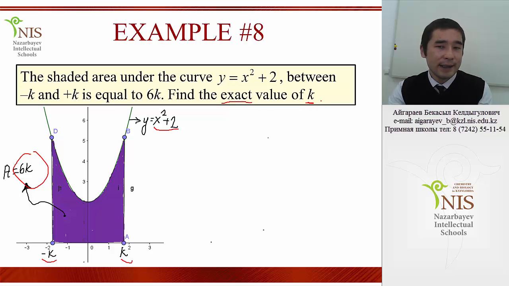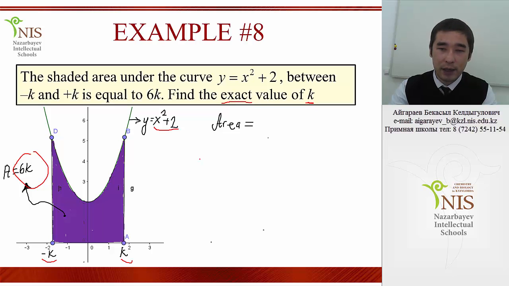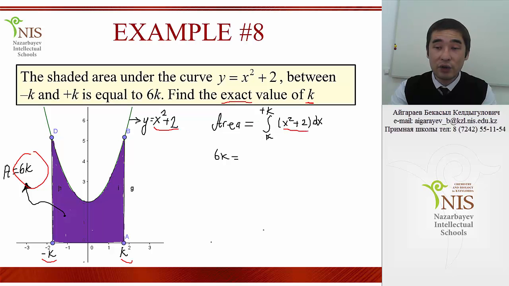In order to find k, we need to use the area that we are given. This shaded area is 6k, and that should be an integration of this function from minus k to k. So the area will be the integral from minus k to plus k of my function right here, and my area is 6k as given. So I write 6k and I integrate this.